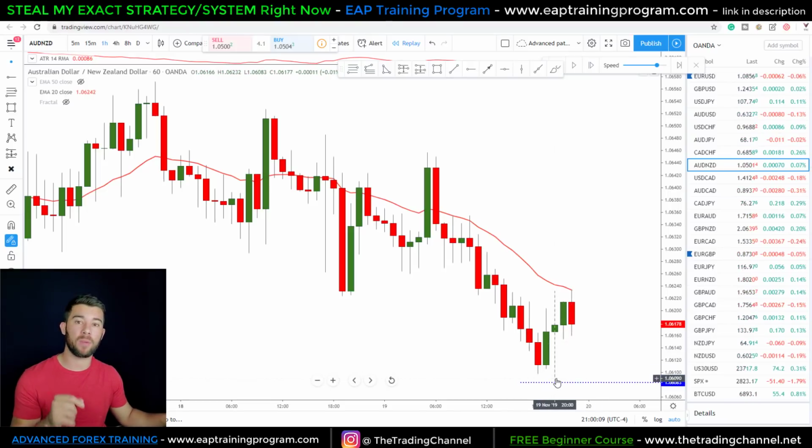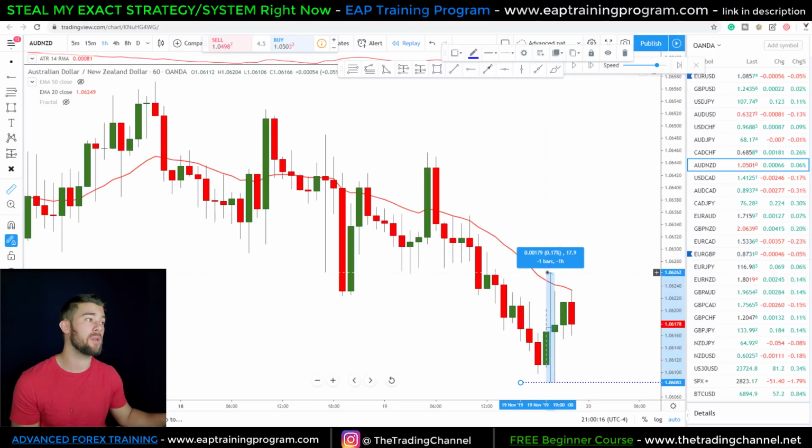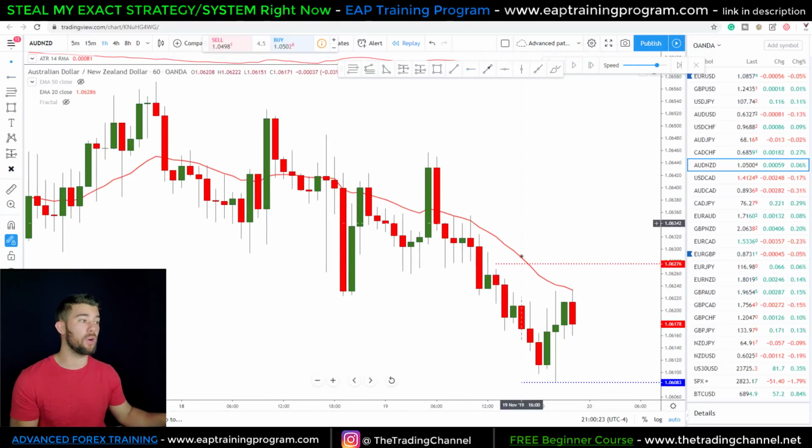I'm going to do a 1 ATR plus 10. The current ATR is 9, so that means I'm going to have a 19 pip stop loss. So my stop loss is going to be right here. I'll do that in red. So I have my entry and my stop loss set. I'm going to put a target at a 1.5 to 1 risk reward.